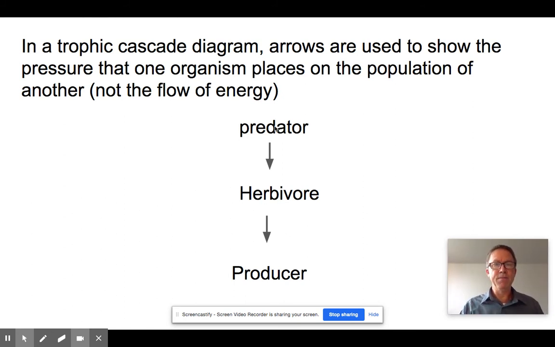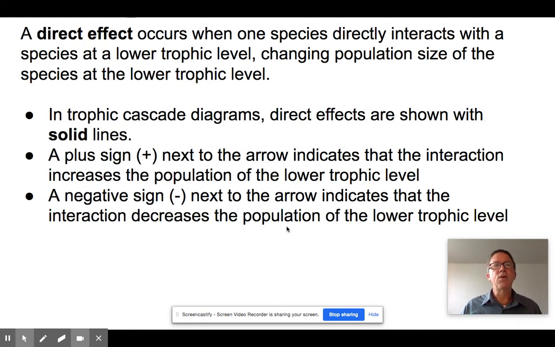The predator puts an effect on the herbivore, which puts an effect on the producer. So the arrows are showing who's affecting who. Now we're going to use solid lines to represent what we call a direct effect. A direct effect means that one species is directly interacting with another. It's eating the other one, or it's building habitat for another one, or it's providing nutrients for the other one. So we use solid lines to represent that.